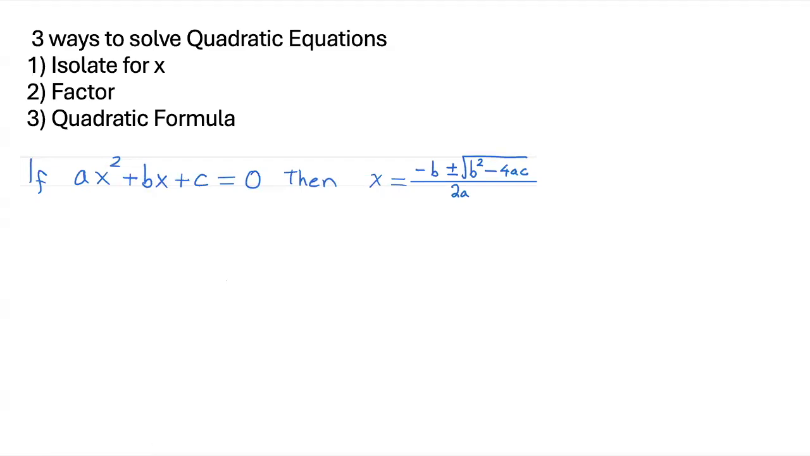Here we're going to look at the three ways to solve quadratic equations. Sometimes we're able to isolate for x. At other times we can't do that, so we rely on either factoring or the quadratic formula. The second and the third method, both of these require that you rewrite an equation to equal 0 before you can solve. Let's now look at some examples on how we could actually isolate for x.